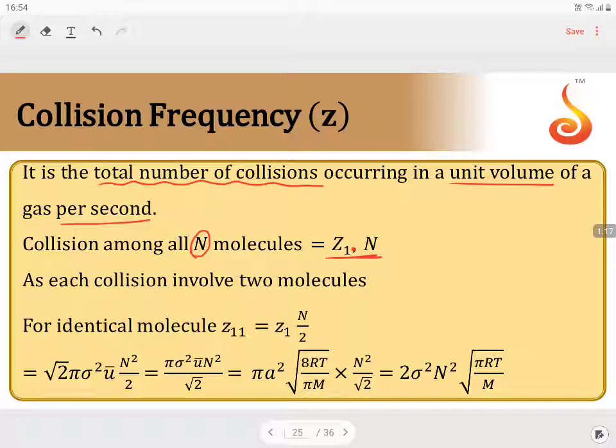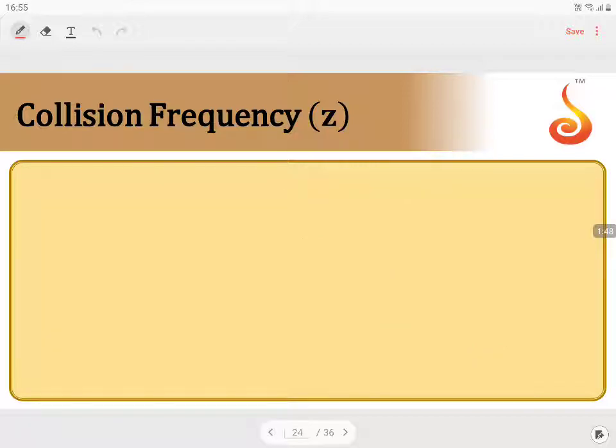If your number of collisions is n, half of the collisions will be repetitions. So if you cut the number of collisions to half, that will be the number of possible collisions between two identical molecules. It is indicated with Z11, which is given as Z1 into n by 2, where Z1 stands for the collision number. The collision number Z1 is known to us: it is root 2 pi sigma square u bar into n.